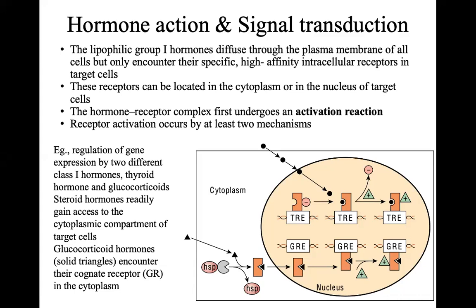Getting back to what we are discussing now, the hormone receptor complex can be activated for making a certain action. This is the example by two different classes of hormones, the thyroid hormones and the glucocorticoid steroid hormones, which readily gain access to the cytoplasm of the cells. The glucocorticoid hormones, the solid triangle, encounter their cognate receptor inside the cytoplasm. The description is down here.